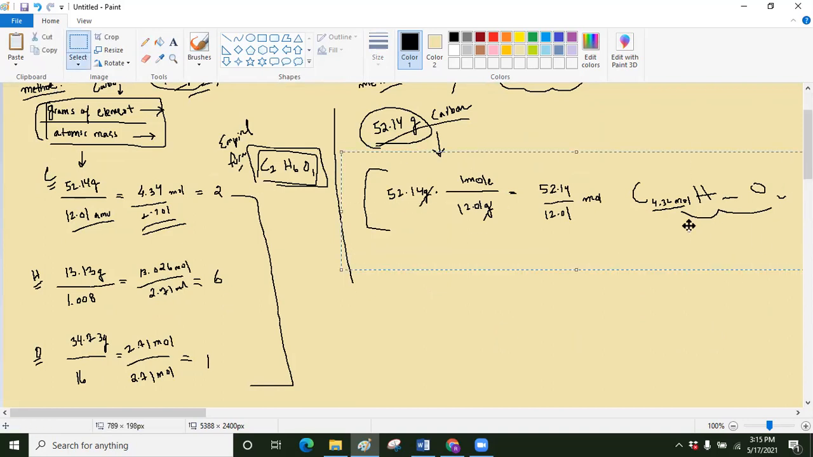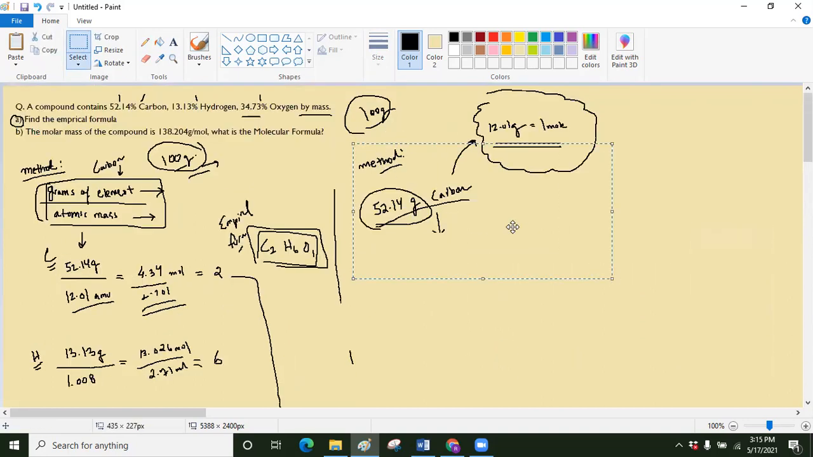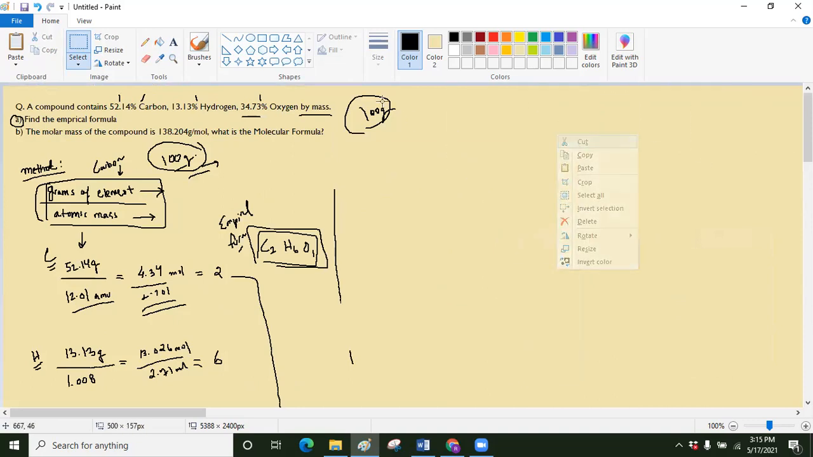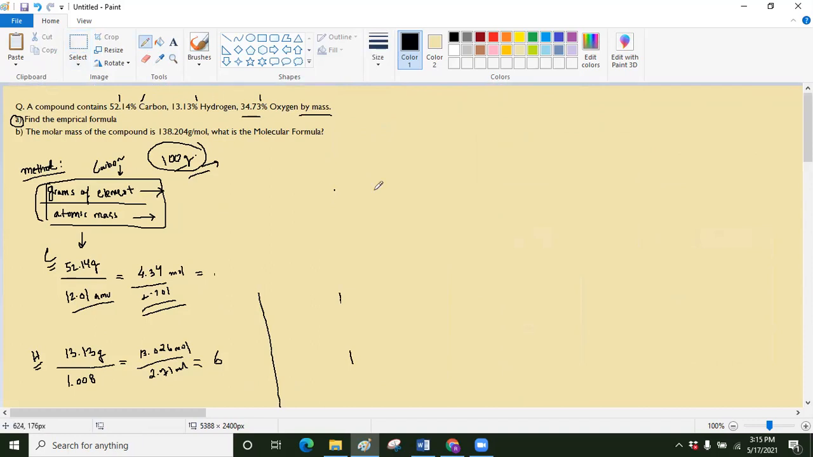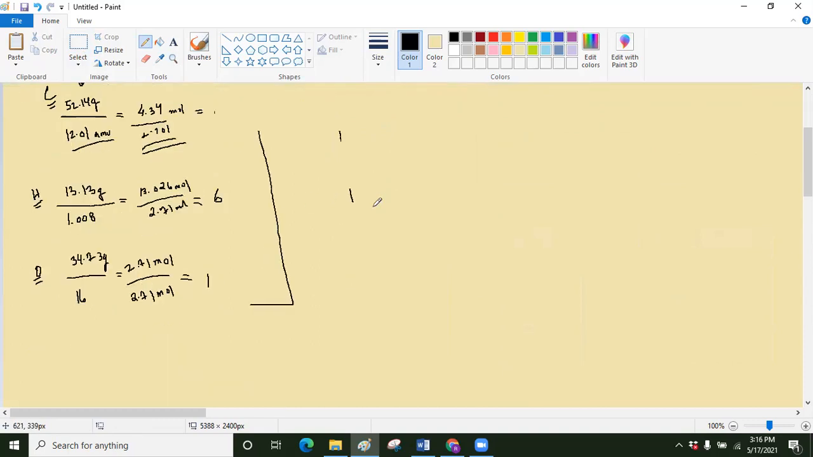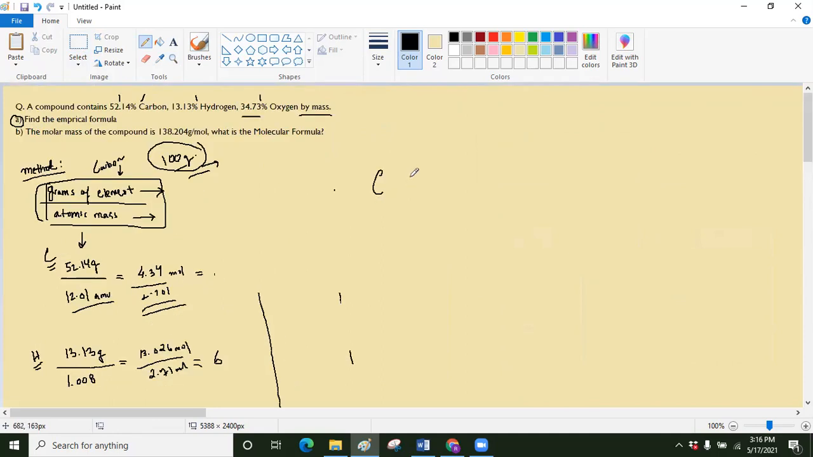Once you have that quantity, let's say we have C for this particular answer. I think we said we had C2. The answer was C2H6O1. And that would essentially be your empirical formula.